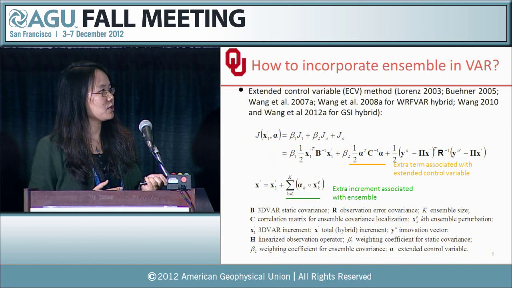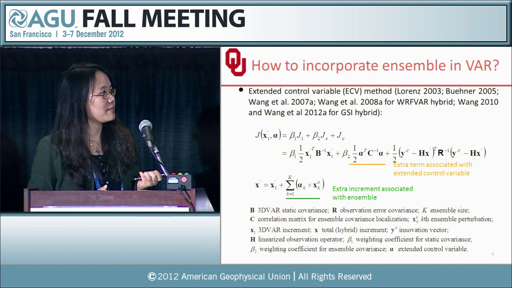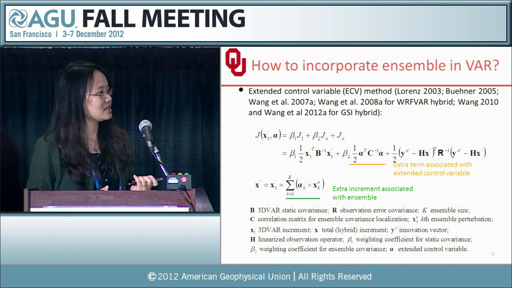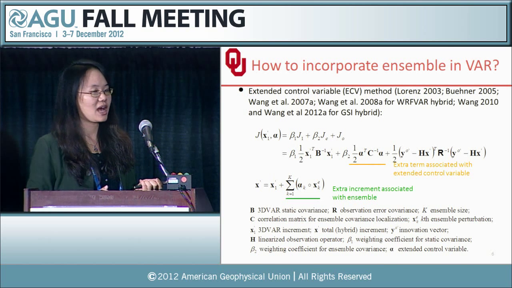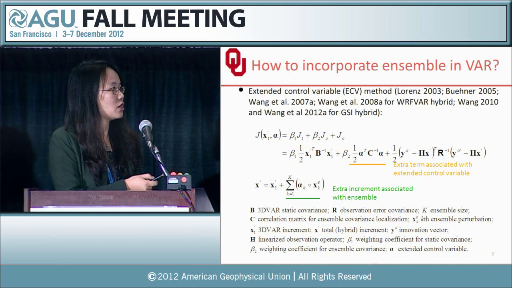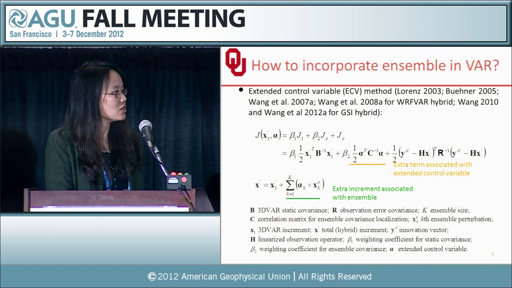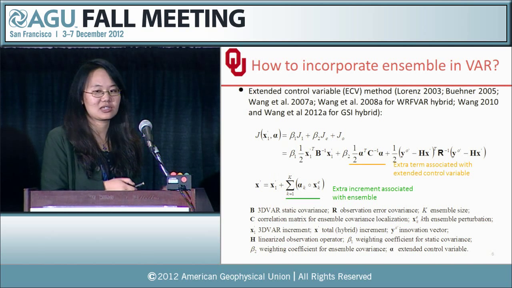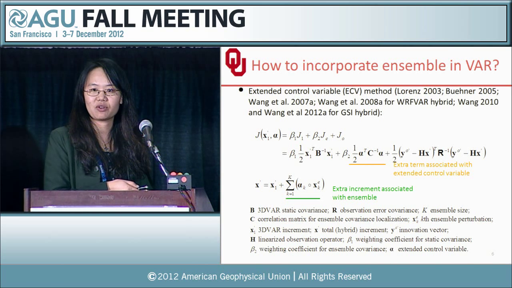And this is a typical observation term. Y0 prime is still the innovation, but X prime is different from the traditional 3D-Var. It has two components. One is still the increment associated with the static covariance. The other one is the increment associated with ensemble perturbations. This X_e is the ensemble perturbations. So you can see this increment is coming from the flow-dependent ensemble perturbations. This is also modulated by alpha, which is constrained by the C. So effectively, this alpha applies the covariance localization on ensemble covariance within this variational framework.